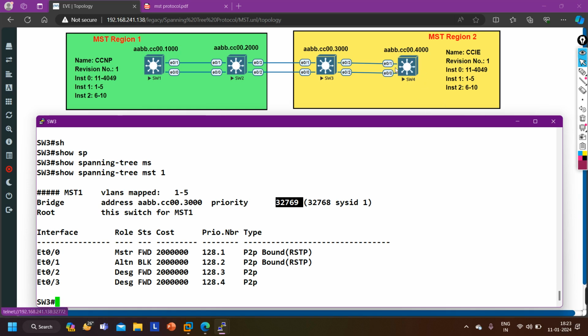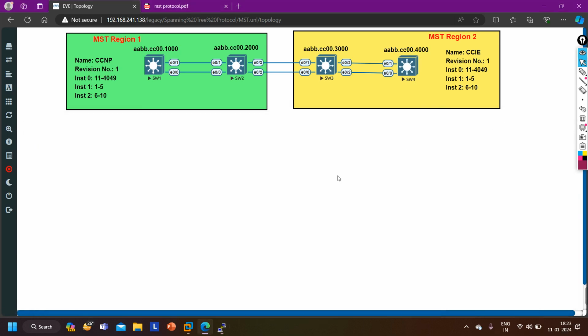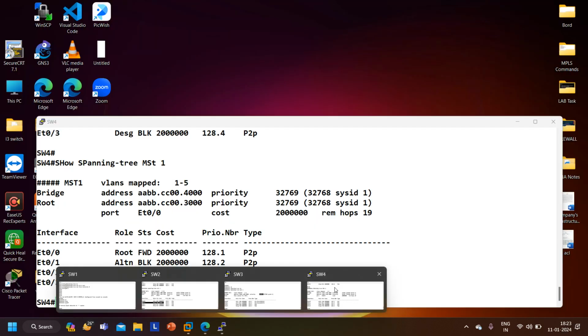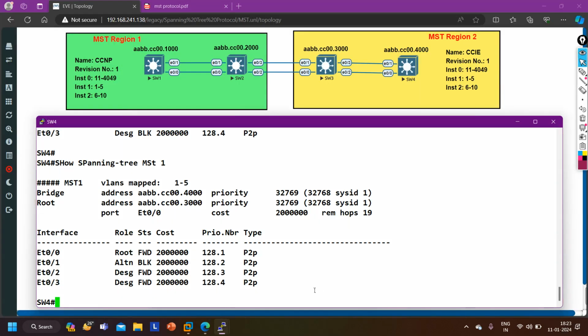Now I am going to set lower priority on switch number 4. So switch 4 should become what? Regional root bridge. Switch 4 should become regional root bridge, right? For let's say instance 1. But still switch 3 will be your regional root bridge, because switch 3 has what? Lower cost to reach inter-regional root bridge, CIST. So in a different region, the switch which has the lowest cost to reach CIST, that switch will become what? That switch will become regional root bridge. Note the switch which has lower bridge ID.